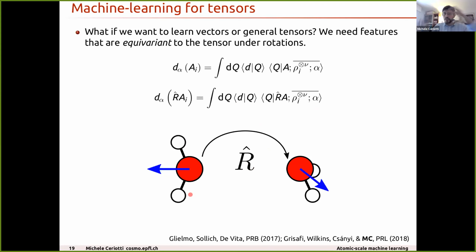And here the idea is that basically if you rigidly rotate a water molecule, the dipole moment associated with that water molecule should rotate in exactly the same way. The concept here is called equivariance, and in order to build a machine learning model that is naturally equivariant, you need to start from a description of your atoms that is itself equivariant. And here you can see an example of how this works in practice.